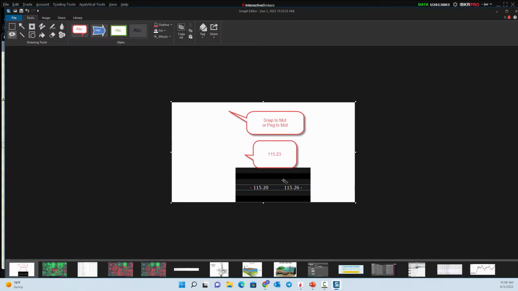So let's go back to this example. If we said snap to mid with a 2-cent offset, at this moment in time, where would our order have been?